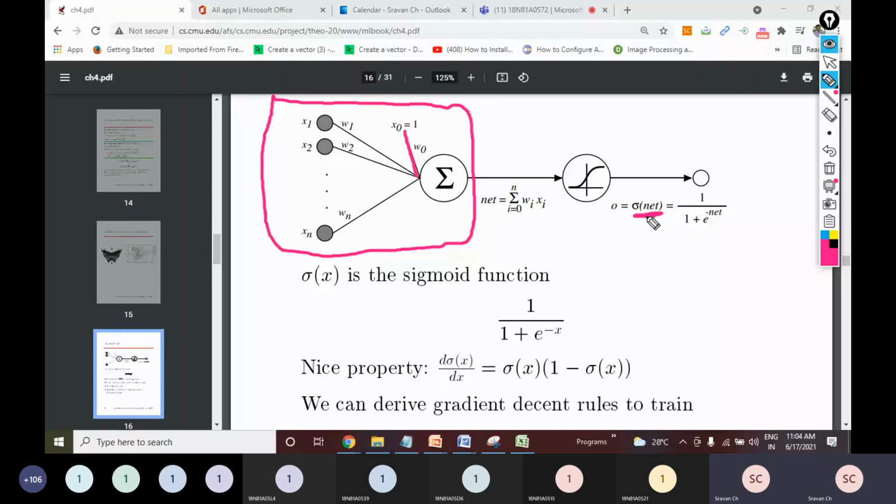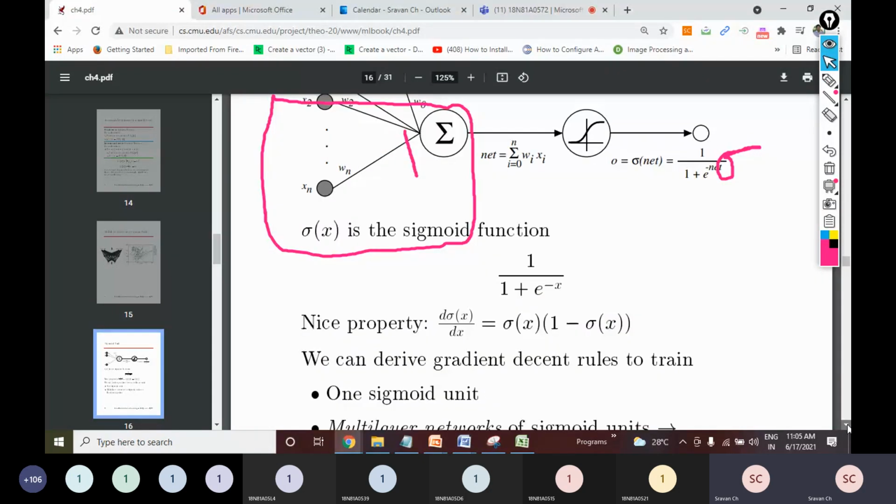What is the sigmoid function? This is the sigmoid function, my dear friends: 1 by 1 plus e power minus net. Net is my output of the perceptron. So I put this output in the function 1 by 1 plus e power minus net. When I apply this on my output, it is called the sigmoid function, and it is represented with this symbol. So it brings non-linearity to my output.